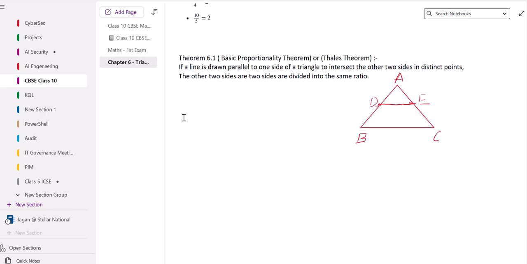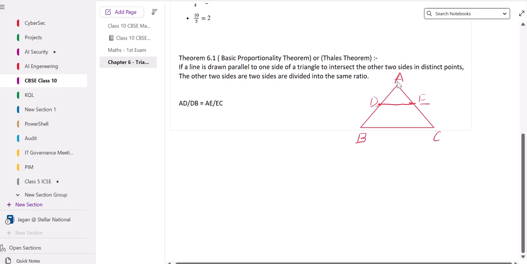So what we need to prove? AD divided by DB equal to AE divided by EC. Okay, so AD by DB equals AE by EC. That means the ratios are the same. Ratio of this side and ratio of this side are the same. That is what we need to prove.